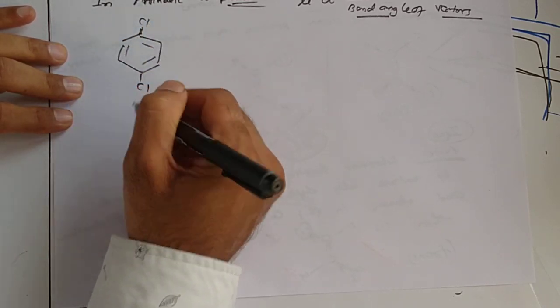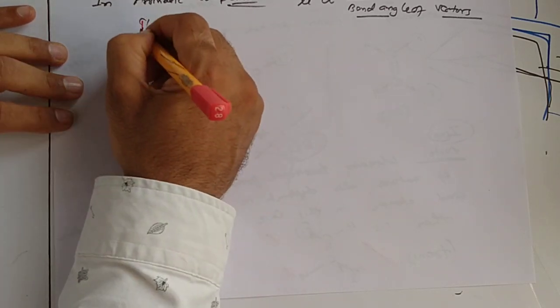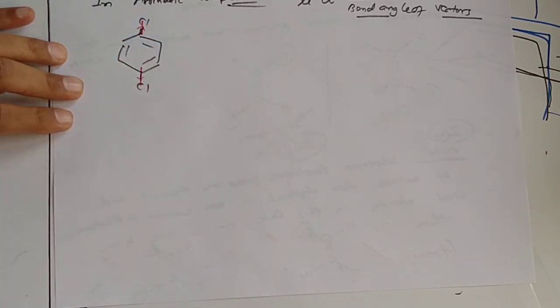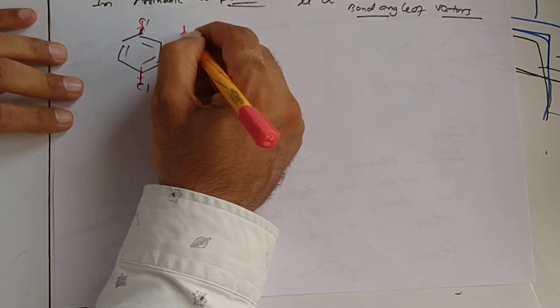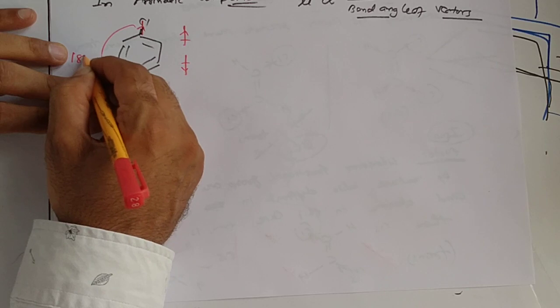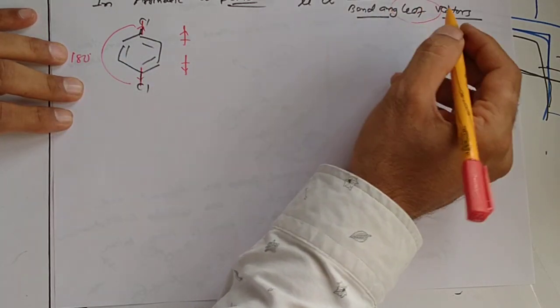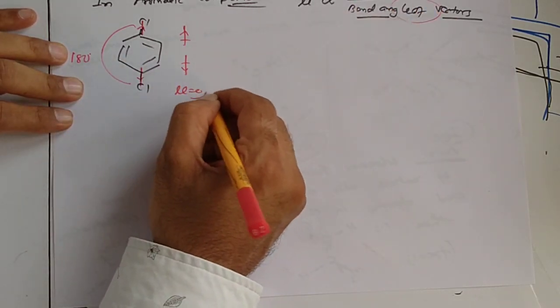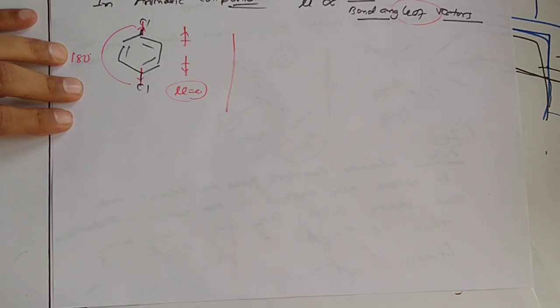Para dichlorobenzene. Here the vectors toward carbon to chlorine are opposite to each other at 180 degrees. So the angle is huge. So here the net value is 0.